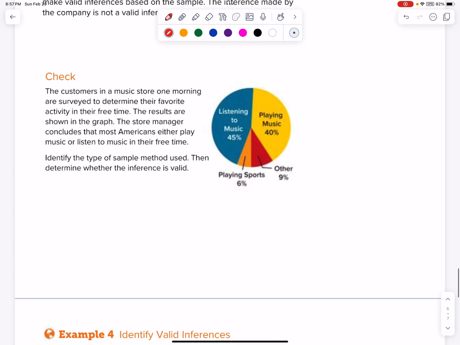Okay, so let's go ahead and try this one, see if they have a valid sampling method. The customers in a music store one morning are surveyed to determine their favorite activity in their free time. Okay, so let's think about it. It's the customers in a music store one morning. Okay, so think about that sort of like convenience thing. Is that convenient that it's just one music store one morning? The results are shown in the graph, and the store manager concludes that most Americans either play music or listen to music in their free time. Identify the type of sampling method used. Okay, then determine whether the inference is valid.